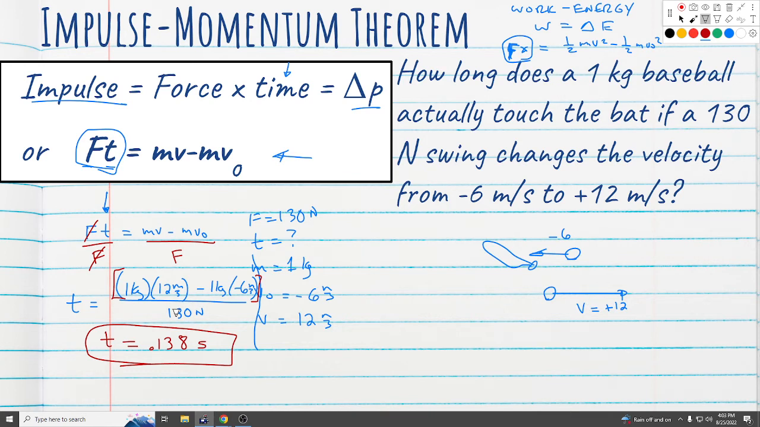For a fraction of a second there, the bat and the ball are in contact, and during that contact, there's a transfer of momentum from the bat to not only stop the ball from going to the left, but to make it go back to the right even faster than it was moving.